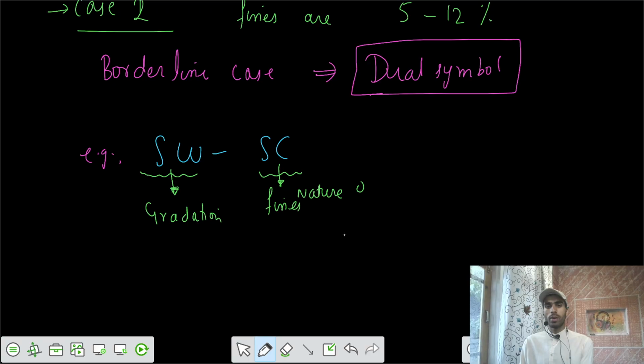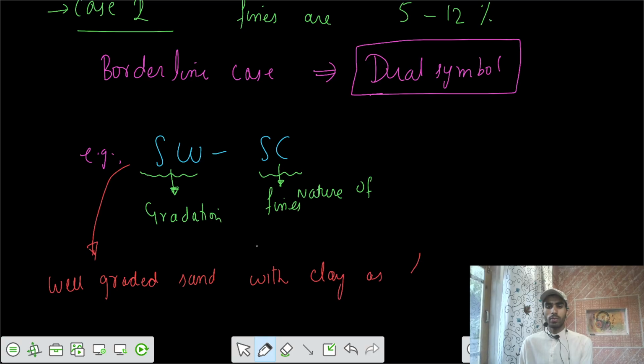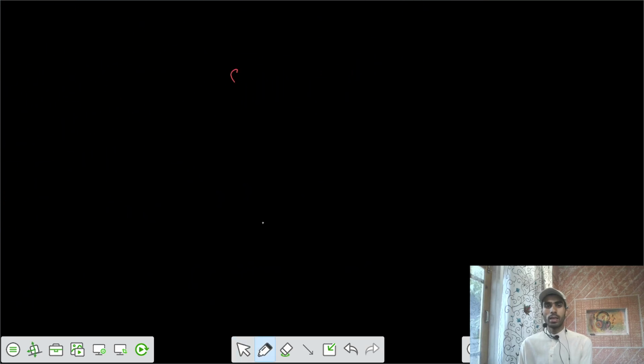Okay, nature of fines. Let's say this soil is well graded sand with clay as fines, because this is your suffix, that is clay. If it was only SC, I would say that the prefix is S. That means the actual soil type is sand, because this is your prefix. And the suffix tells about the fines.